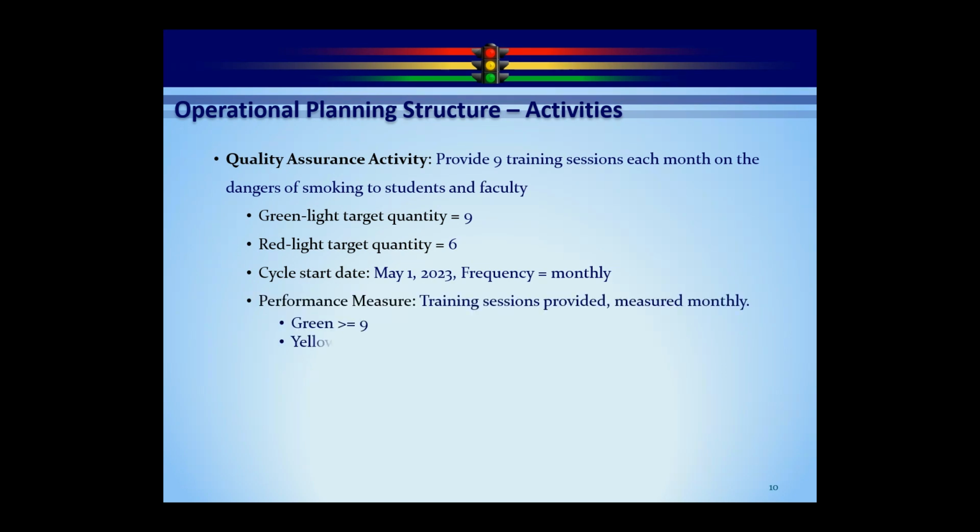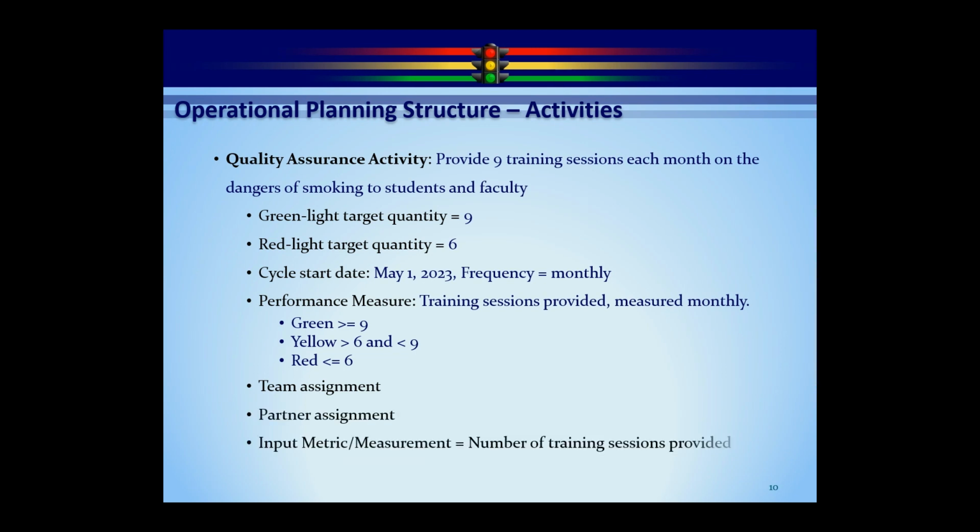The performance measure for a QA activity is created for you based on the wizard. And we'll go through that actually. So in this case, it's training sessions provided, measured monthly, green, yellow, and red. And then again, we'll do the team and team lead assignments, external partner assignments. And then our input metric in this case is just going to be how many training sessions did we provide. So whoever's doing the training sessions is going to go in on a regular basis to this activity and put in that we did 9 this month, or we did 6 this month, or whatever it happens to be.